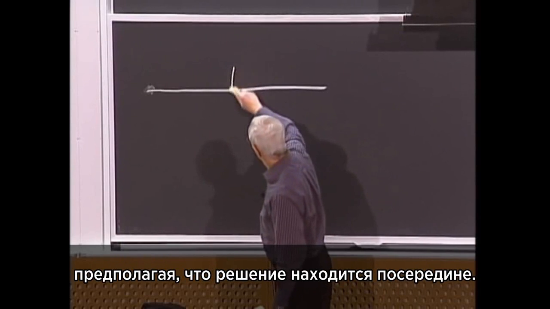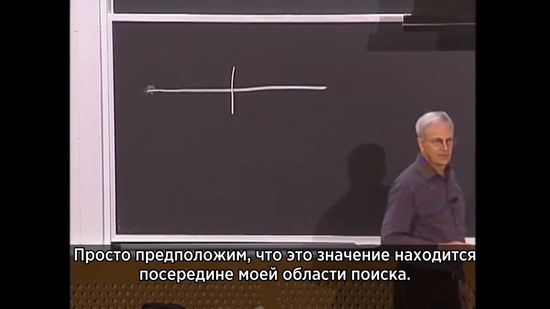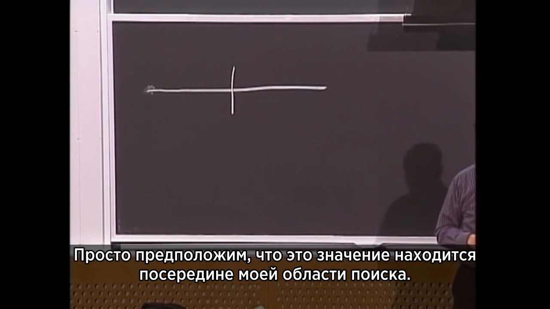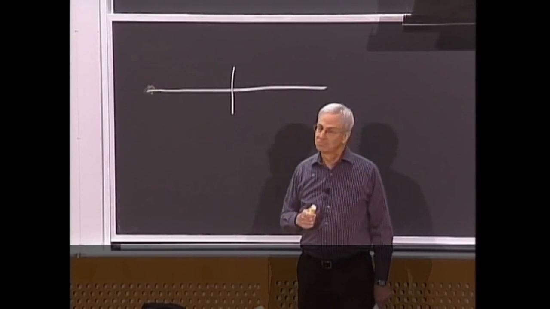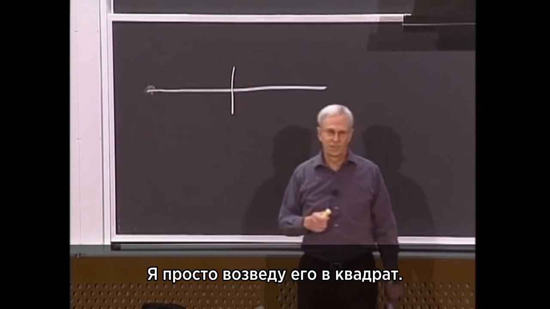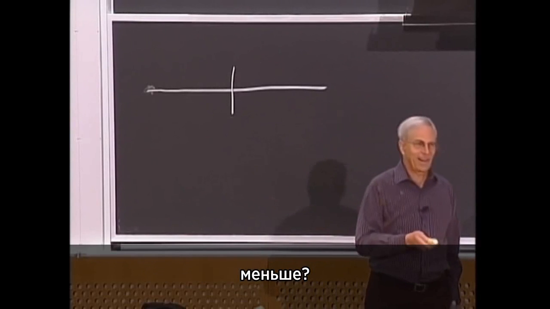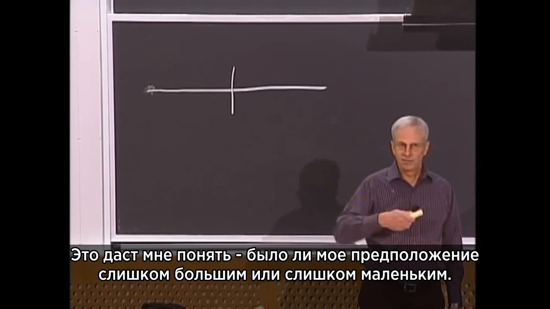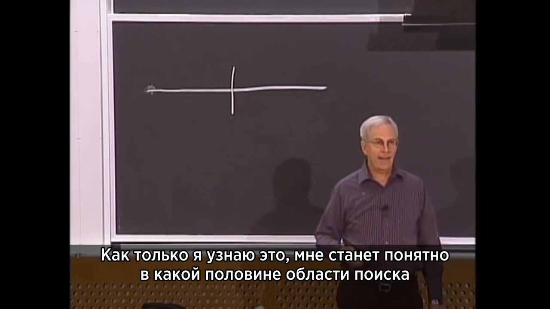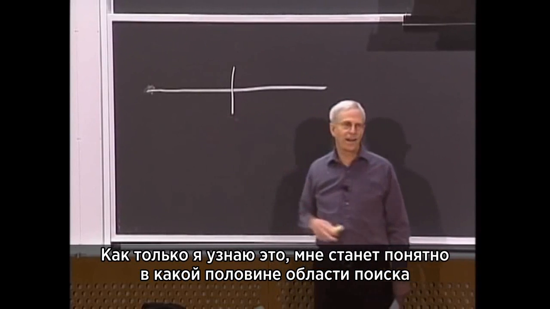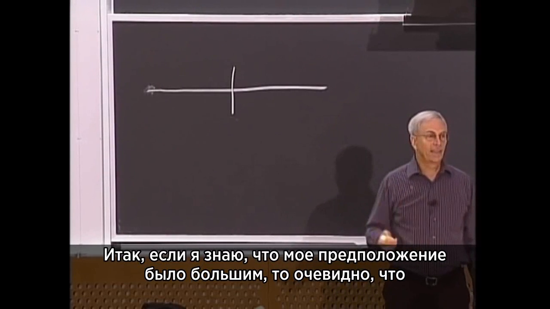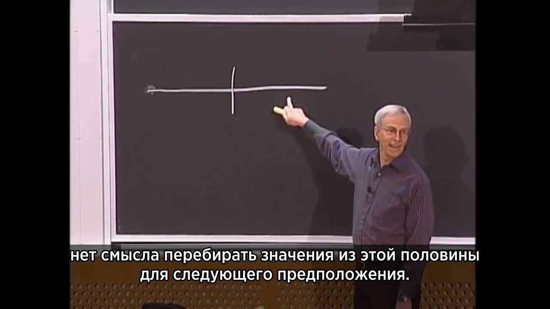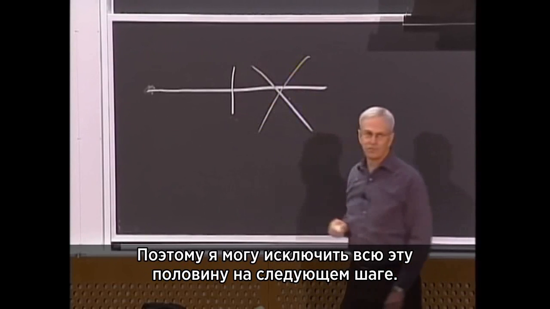So one way I could do it is I start with a guess, say in the middle. Just pick some guess that's in the middle of my search space. And now I say, is it too high or too low? I can easily answer that question. I square it, see is my result bigger than the actual square root or smaller than the actual square root. And that tells me whether my guess is too big or too small. Once I know that, I know which side of the guess the right answer is on. So if I knew that my guess was too big, then I know there's no point in looking over here for my next guess. So I can get rid of this whole half in one step.